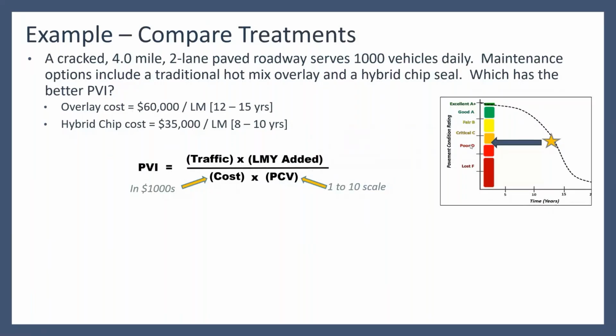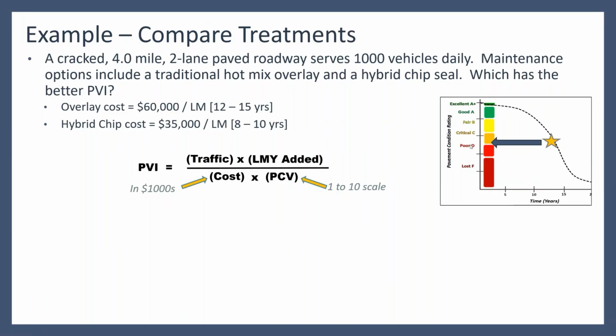So let's just do an example of one of those real quick. We've got a cracked 4-mile, 2-lane paved roadway that serves 1,000 vehicles every day. Maintenance options include a traditional hot mix overlay and a hybrid chip seal. Which one has the better project value index? Well, an overlay costs, let's say, $60,000 per lane mile, and we're going to get 12 to 15 years out of that. A hybrid chip seal, though, might cost $35,000, but we're only going to get 8 to 10 years out of that. How do we compare?